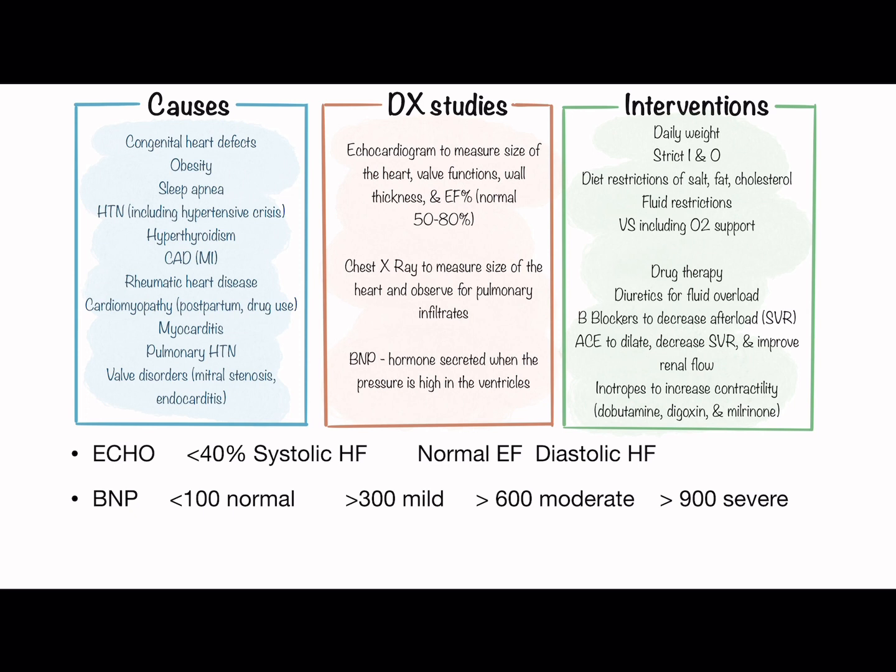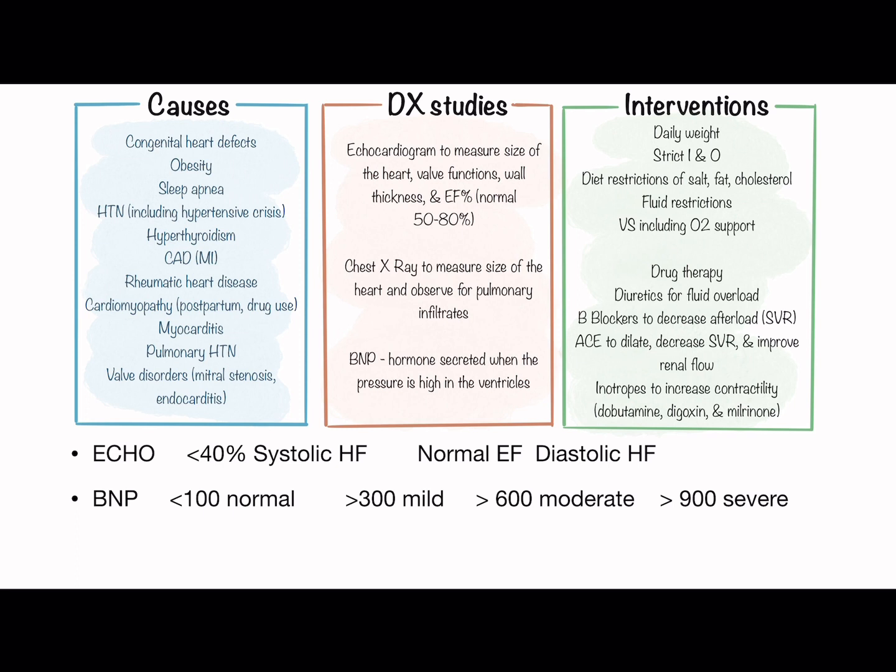How much blood is being ejected out every minute. Normal is 50 to 80%. And then you can actually have a normal EF, or you could have a low EF. A low EF, less than 40%, is going to show a typical systolic heart failure. And the difference between a systolic heart failure and a diastolic heart failure is just how the heart works. Systolic is when the heart contracts and squeezes.